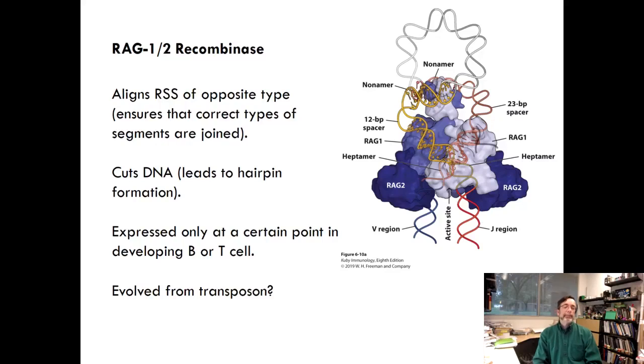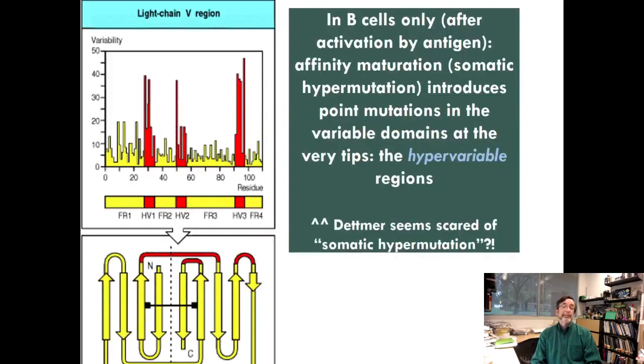Okay, and it looks like a transposon. We have bacterial transposons that shuffle DNA around just like that, and yet this is a mammalian immune system protein that has to do with human diseases. Well, it looks like we borrowed their notes.